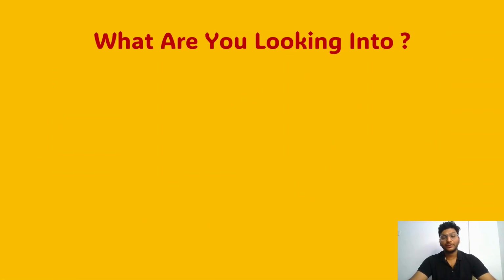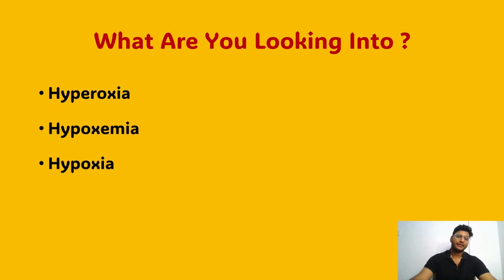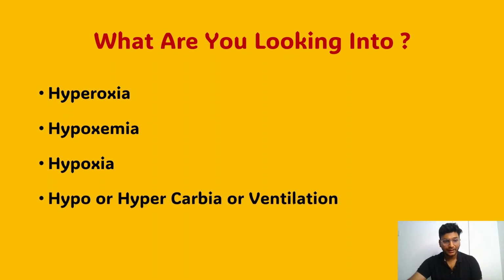So what are you looking into? There are several disorders associated with oxygenation. One is increased oxygen, that is hyperoxia, and next is hypoxemia and hypoxia. So what is the difference between hypoxemia and hypoxia? Hypoxemia is reduction in the dissolved oxygen concentration, whereas hypoxia is the reduction of oxygen delivery into the tissue. There is an oxygenation problem at the tissue level, right? And the other thing that we are looking at is hypo and hypercarbia.